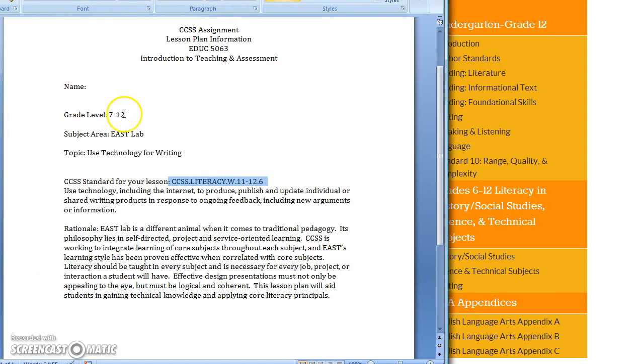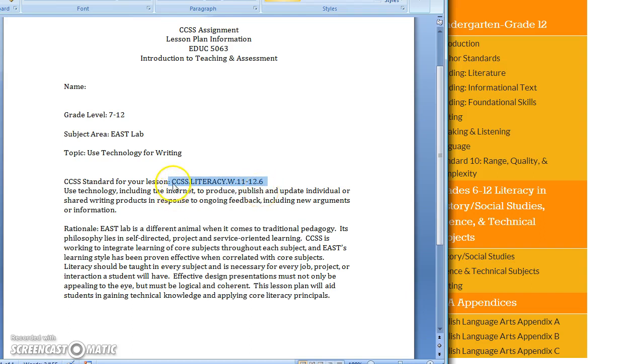You'll see that this assignment is for 7th through 12th grade because this is an East Lab classroom, and she has students from various grade levels in there at the same time. The topic for her lesson is using technology in writing, and what you see highlighted is what we call the nomenclature for the standard, which is just the abbreviated way of writing the name of the standard. So you can see that hers is CCSS Literacy W 11-12.6.